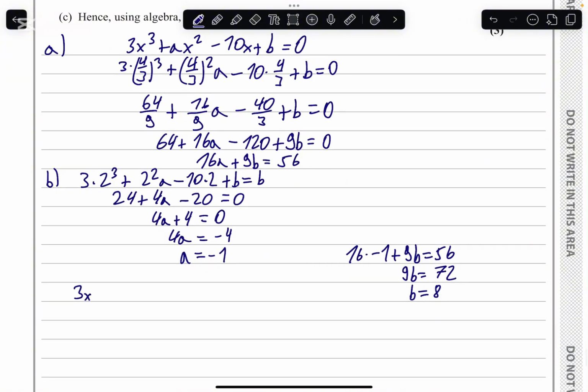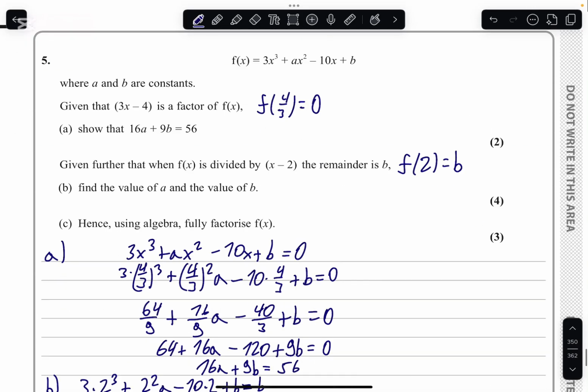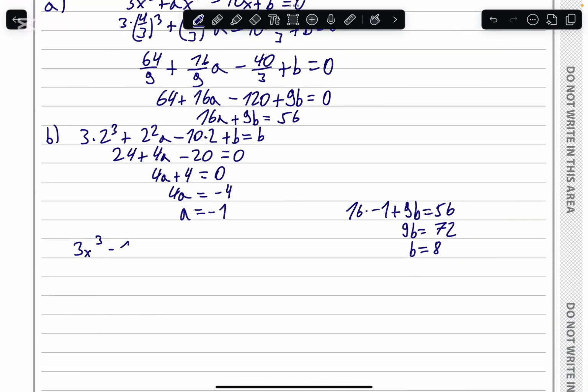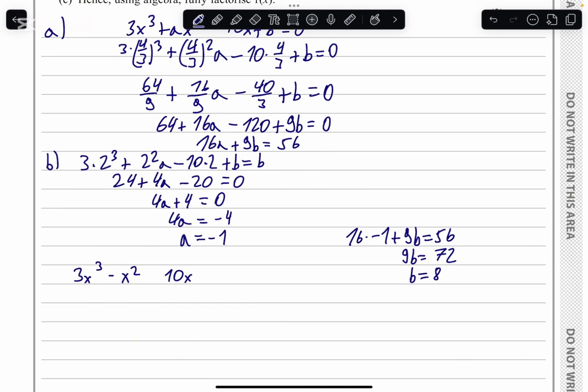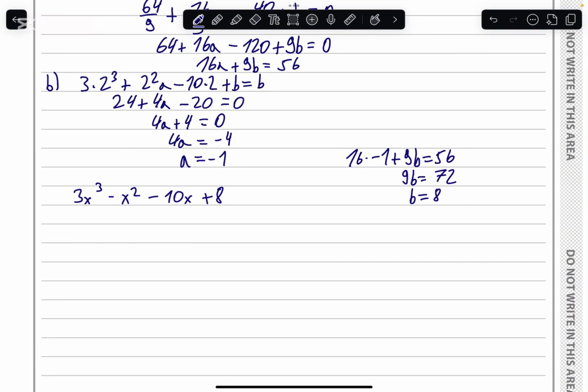So it becomes 3x cubed plus minus 1, so minus x squared, minus 10x, plus 8. We'll go ahead and do long division. So we said before that 3x minus 4 is already a factor. So if we divide this by 3x minus 4, we should get another factor.